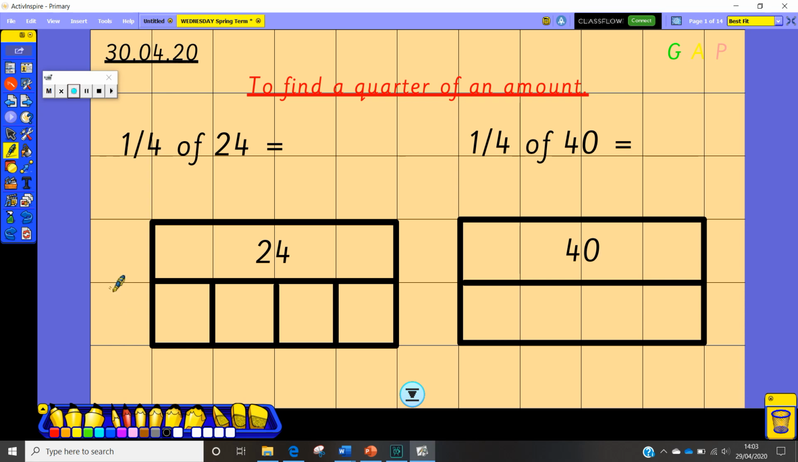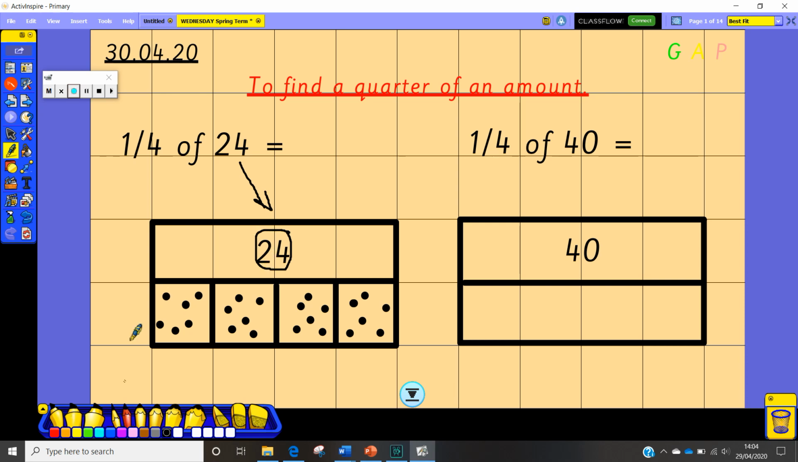Okay, so we're going to now share. The 24 is going in here because that is our whole number, and I'm going to share those 24 counters in my 4 boxes for my 4 quarters. So help me along by counting. 1, 2, 3, 4, 5, 6, 7, 8, 9, 10, 11, 12, 13, 14, 15, 16, 17, 18, 19, 20, 21, 22, 23 and 24. So we're going to stop there because that is my total.